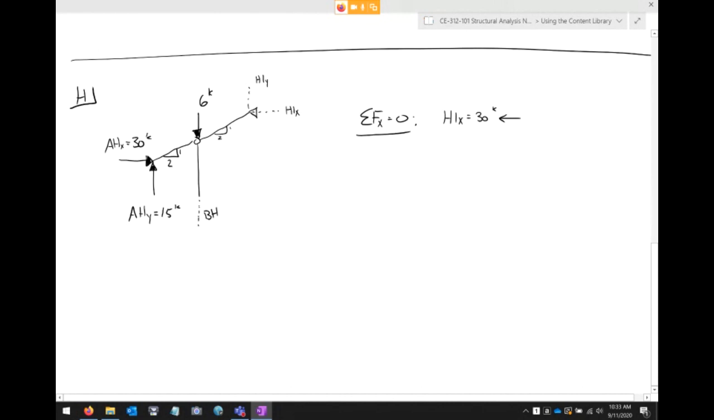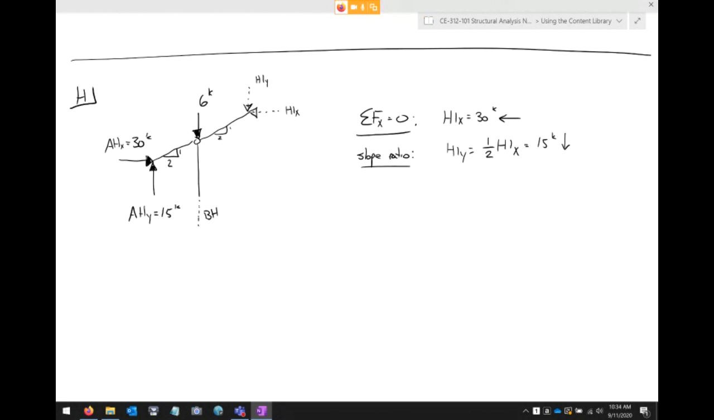All right. Then whenever you get one component of a diagonal, use the slope ratio to get the other, HIY. Now be very careful when you're doing your math here, okay? Just look at the slope ratio. The vertical component is smaller. It's 1:2, the vertical's smaller. So you can either do 1/2 or 2/1. We're going to do 1/2 because that'll result in a smaller number. It's always an easy way to remember it like that. And so this is HIY, which is 15 kips, and that 15 kips is going down because they both have to be in compression.